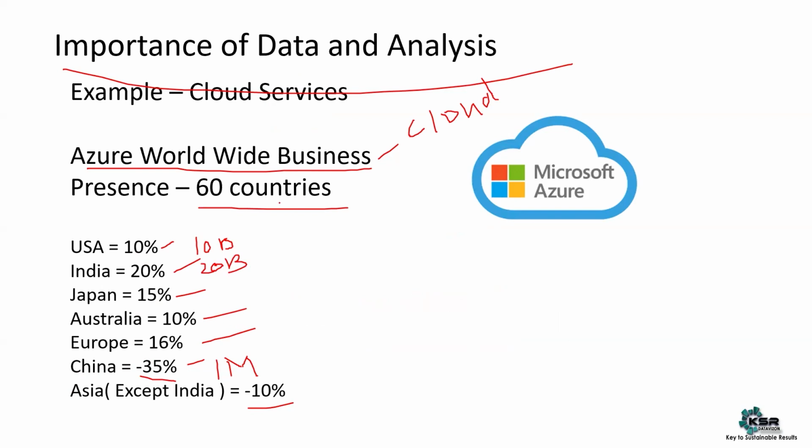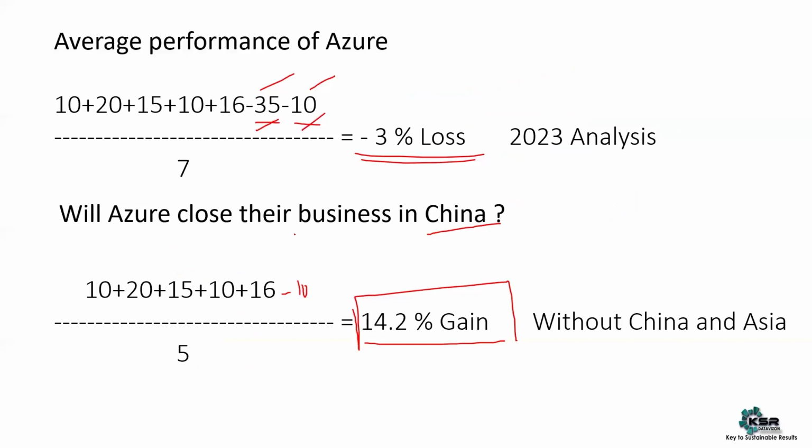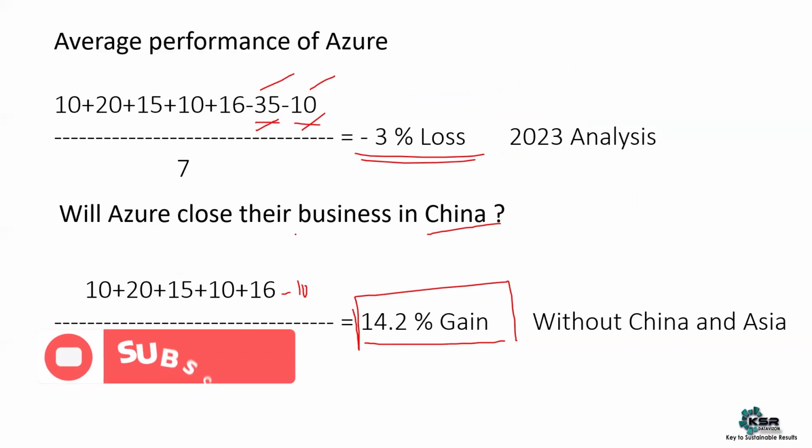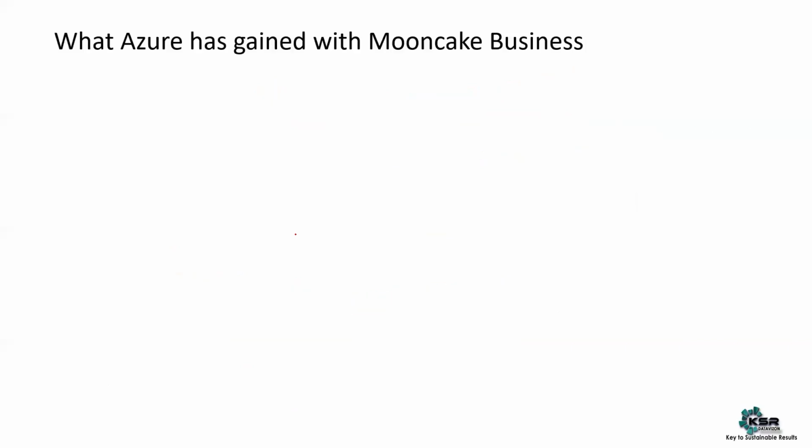So somehow the information should be analyzed. Analysis of data is very, very important. Directly jumping to the conclusion that Azure cloud is a loss-making revenue or loss-making entity? No. Except China and the other Asian countries, there is a very good increase of 14%. So analysis of data, understanding of data is very important for a data analyst. Right? So going further, what Azure has gained without Mooncake.